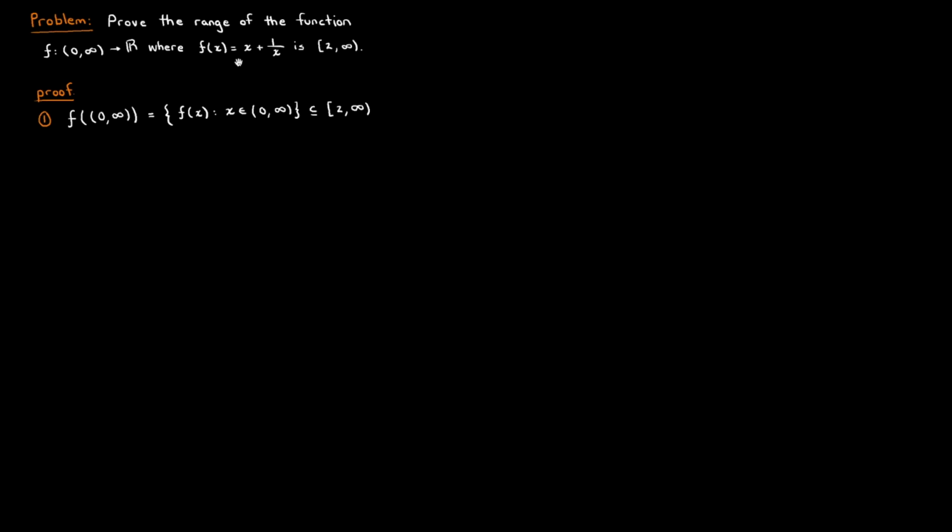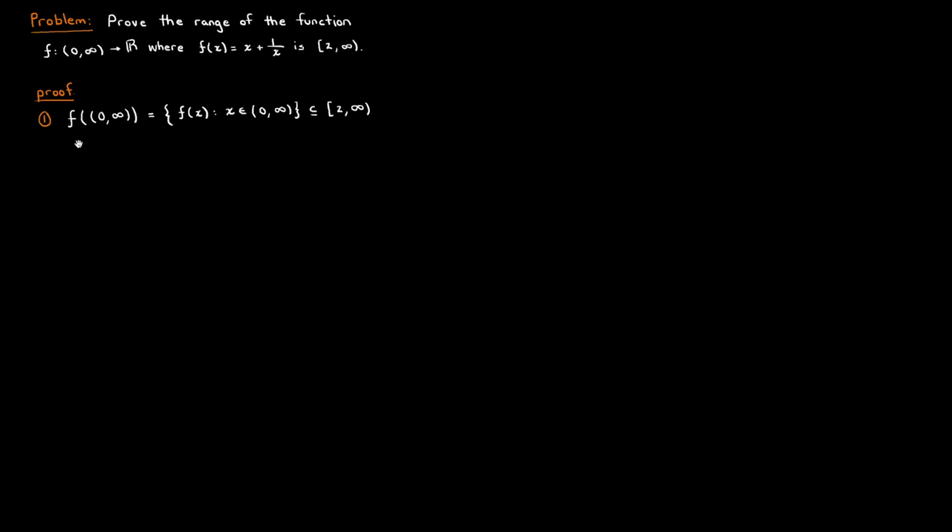So once again, this problem is about showing the equality of two sets. The image or the range of a function happens to be a set. It happens to be a set of all possible outputs. And this interval is also a set. So we have to show that two sets are equal. And to do this, we will show that each set is a subset of the other.